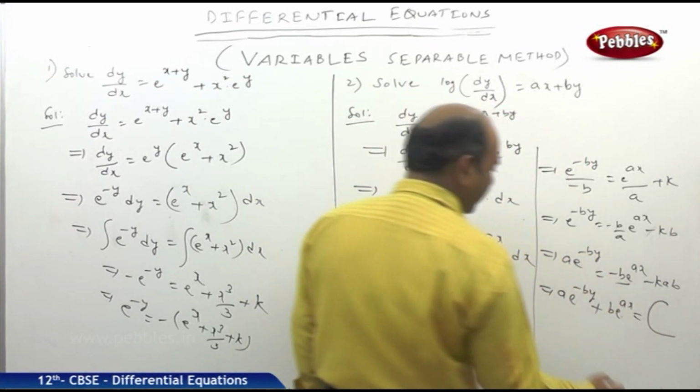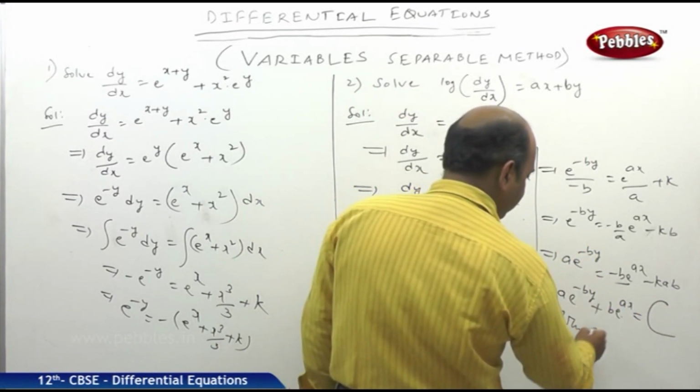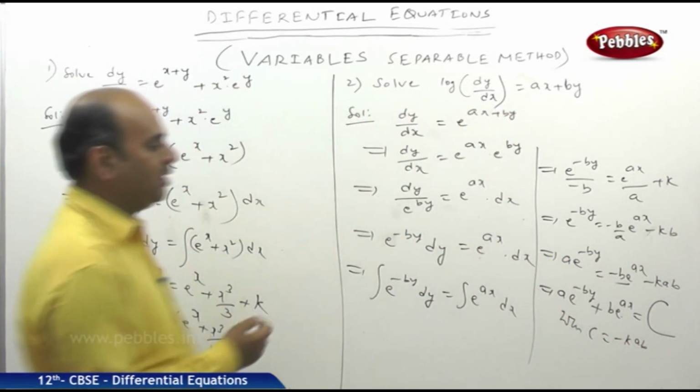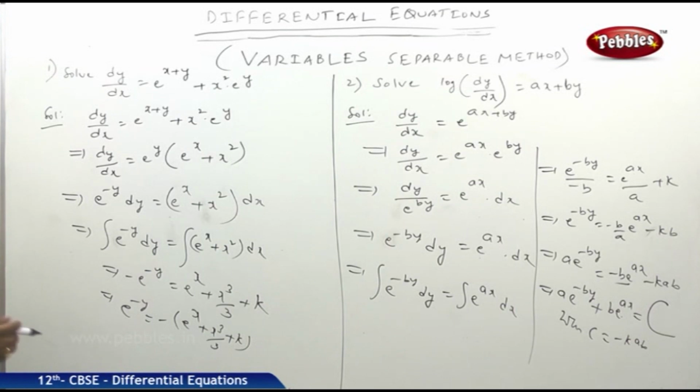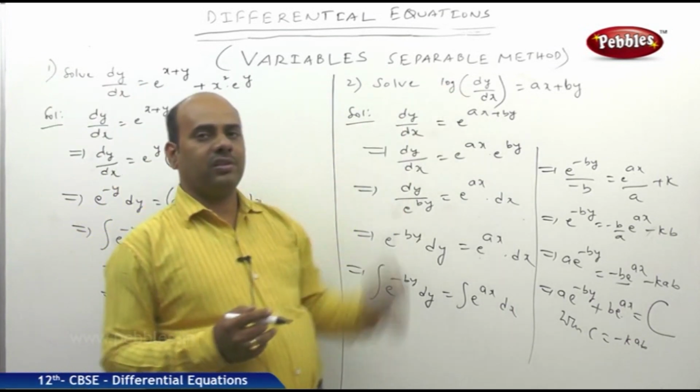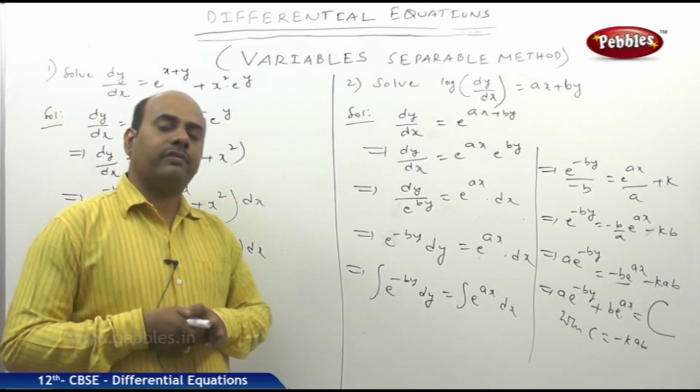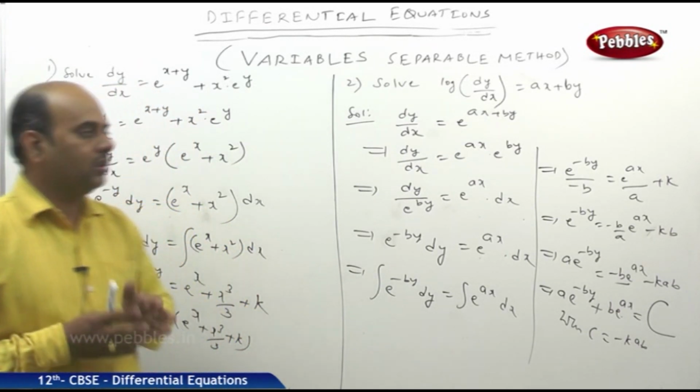That one I call capital C, where capital C is equal to minus k a b. So this is the relation which is going to satisfy our differential equation. So this relation we can call the solution of the given differential equation.